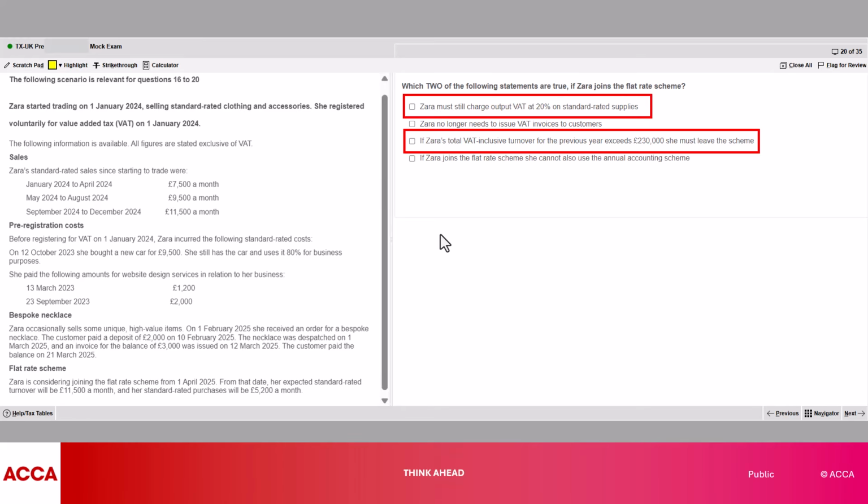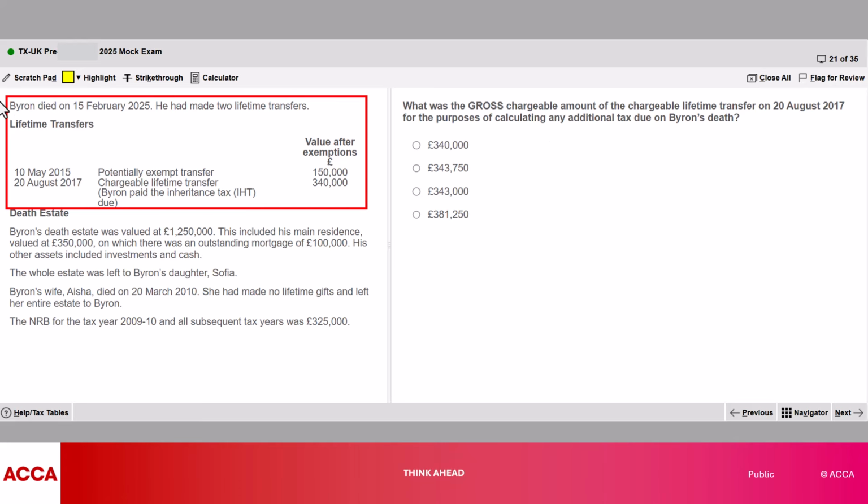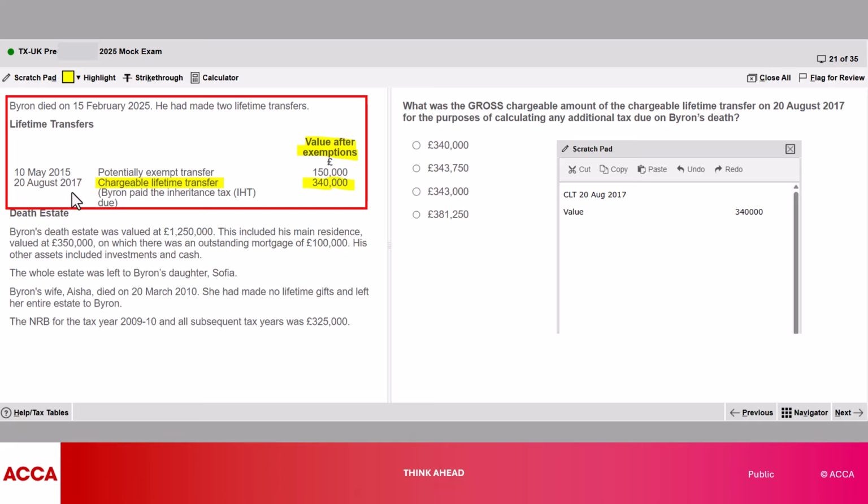So think very carefully. Our next scenario is all about inheritance tax. We have some new information and 5 questions based around that information. And the first one is a calculation question, and we're asked to work out the gross chargeable amount of the chargeable lifetime transfer on the 20th of August 2017. We've got some detail about Byron's lifetime transfers, and the one that we're looking at is this chargeable lifetime transfer of £340,000. Note that it does give us the value after exemptions.